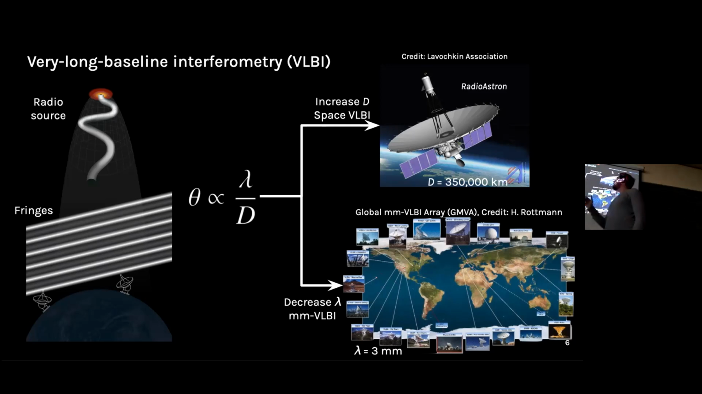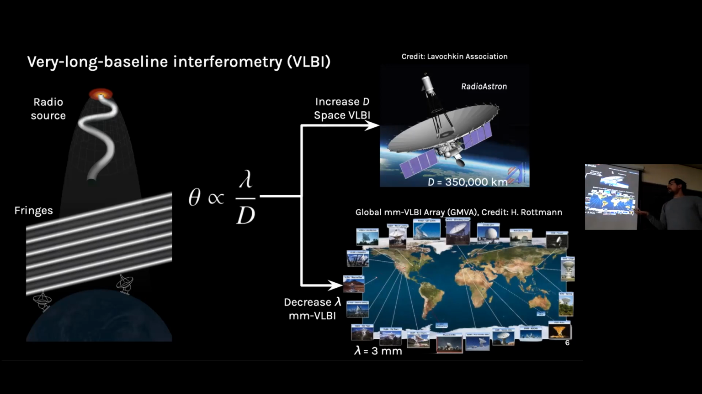And this is described by this equation, which is theta, which is the angular resolution. This is proportional to the wavelength of the observation, and also the baseline, which is the distance between the telescopes on the globe. We want to minimize theta to get a better resolution.